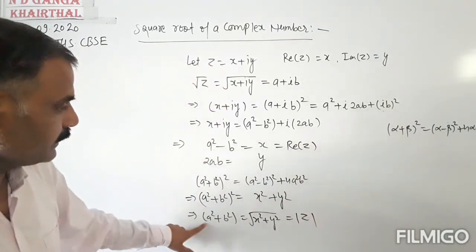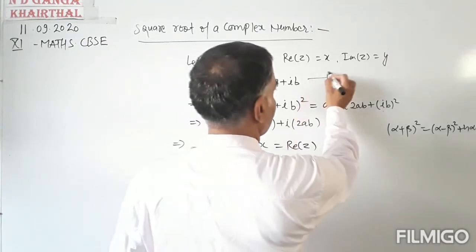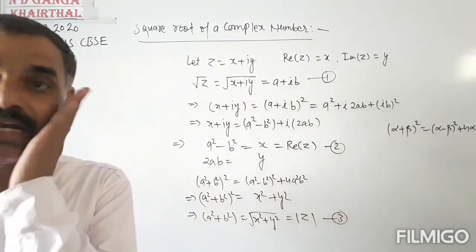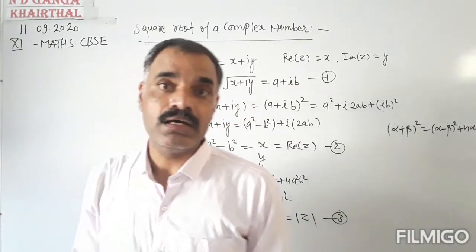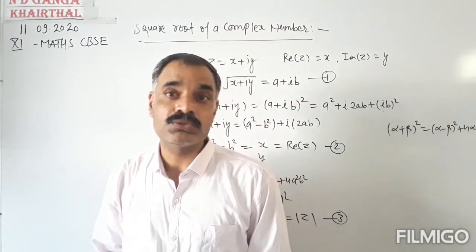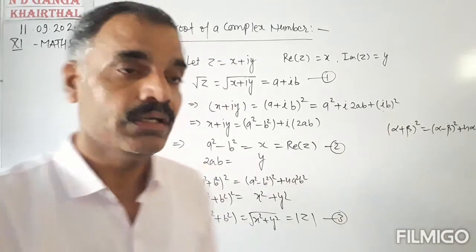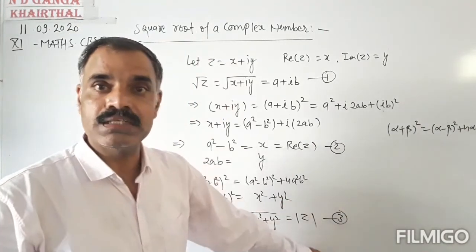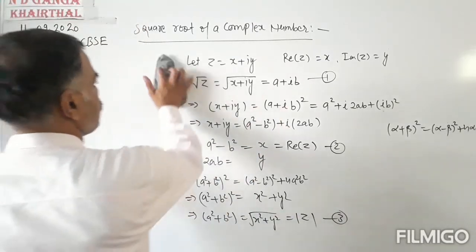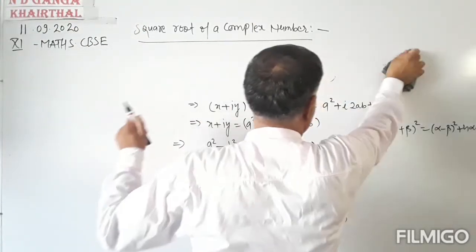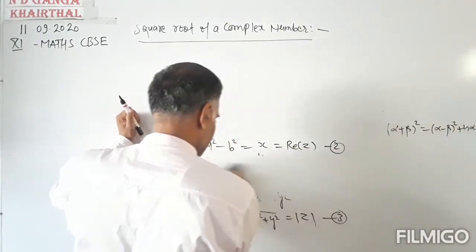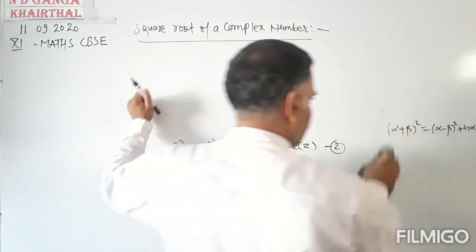So solving equation number second and third. Here we are learning the method of finding the square root of a complex number. So now we have to solve equation number second and equation number third. Let us wipe out all these, keeping only equation number second and equation number third.